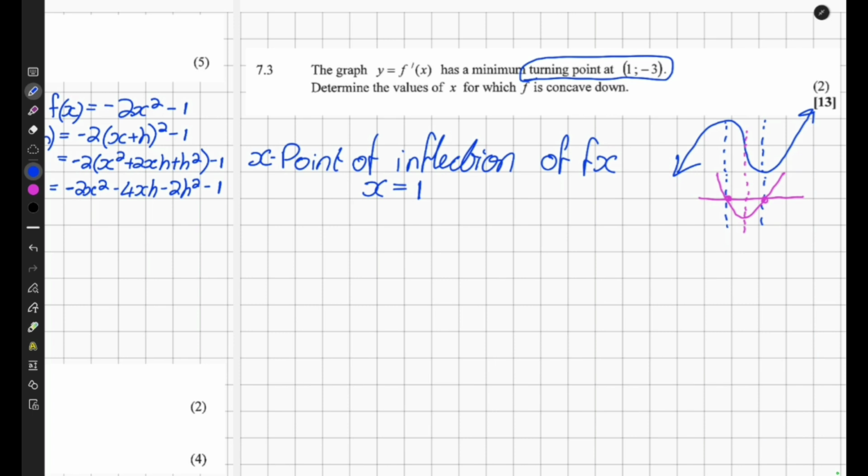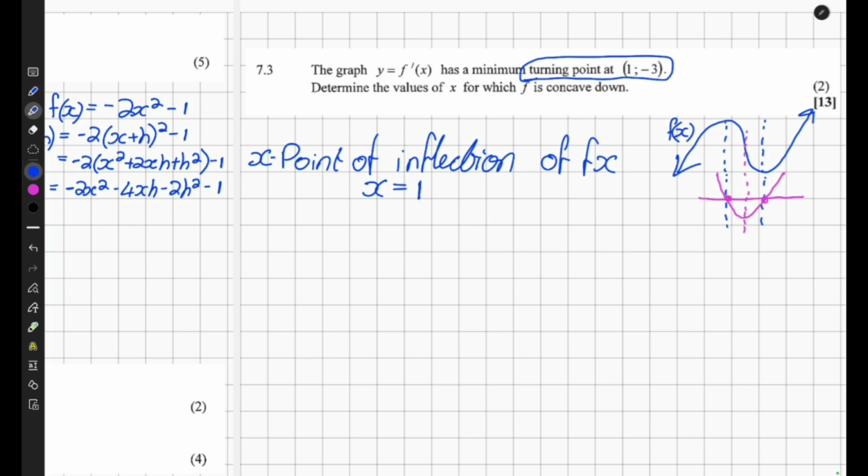Okay, so the derivative is normally a parabola, and if it has a turning point, then I know it can't be a straight line, so it must be a parabola. And if it has a minimum, then it must be a happy face, because the turning point must be at its lowest point. Now, I know the x value there is 1, and therefore I cannot tell them whether it's concave up or down. So if I look at the blue graph that I drew, the original f(x) graph, I know it's concave up at the happy face side.